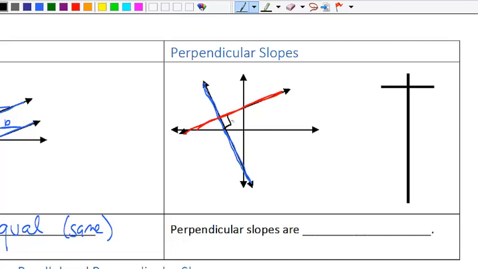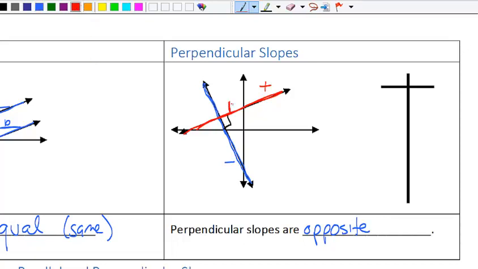First of all, the red line is going uphill and the blue line is going downhill. So in order to be perpendicular, they're going to be going in opposite directions, which tells us that because the red line is looking like it's a positive slope and the blue line is looking like a negative slope, the perpendicular slopes are, first of all, opposite signs. But that's not all.